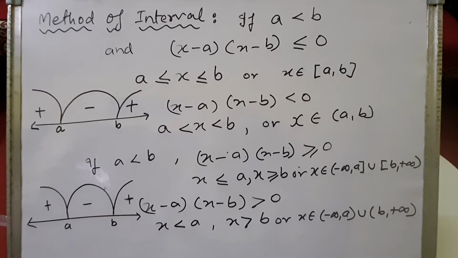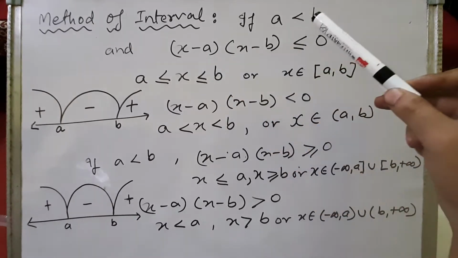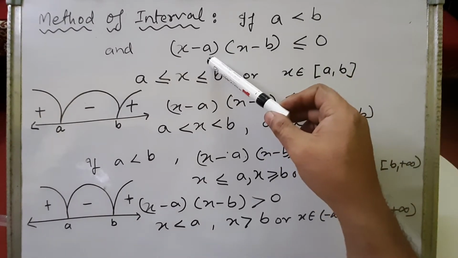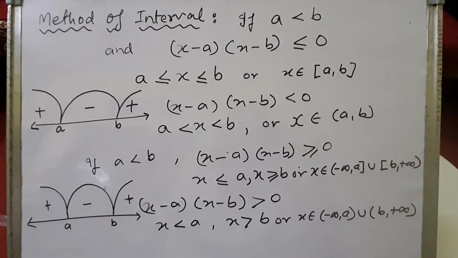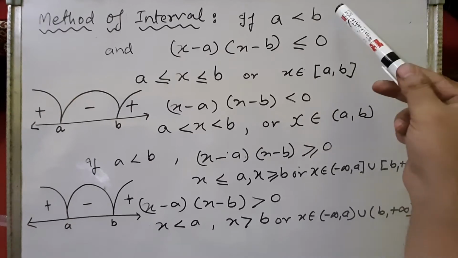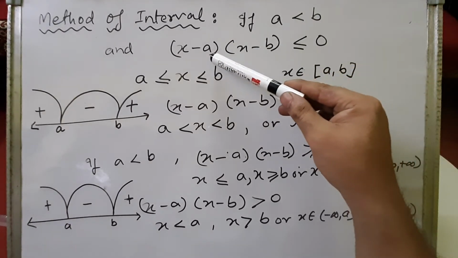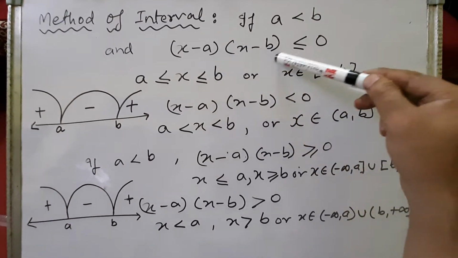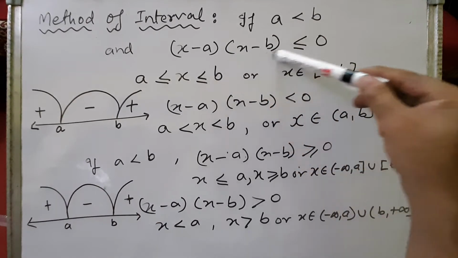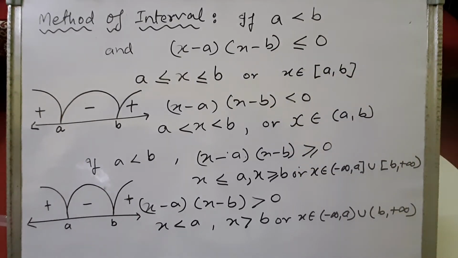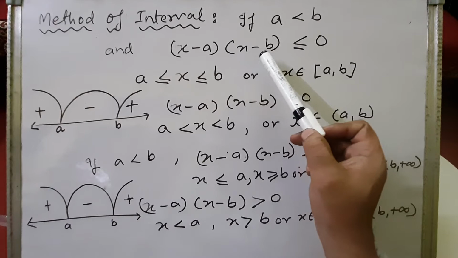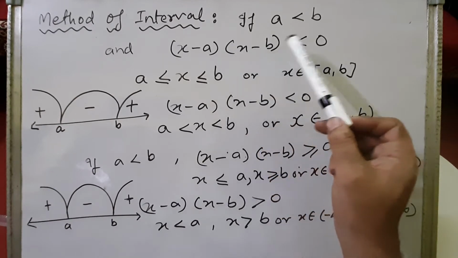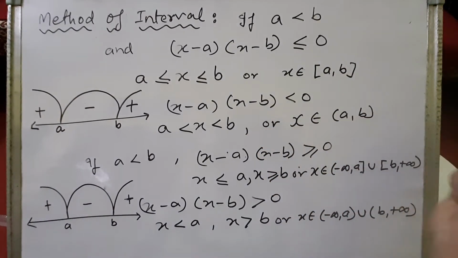Now suppose we are getting two brackets. Let's start with a simple example. After factorizing we are getting the product of two brackets, (x minus a)(x minus b), and the value of a is less than b. So when we have to find the solution, we are given that the expression is less than or equal to 0. Then the product of the two terms is less than 0 or equal to 0.